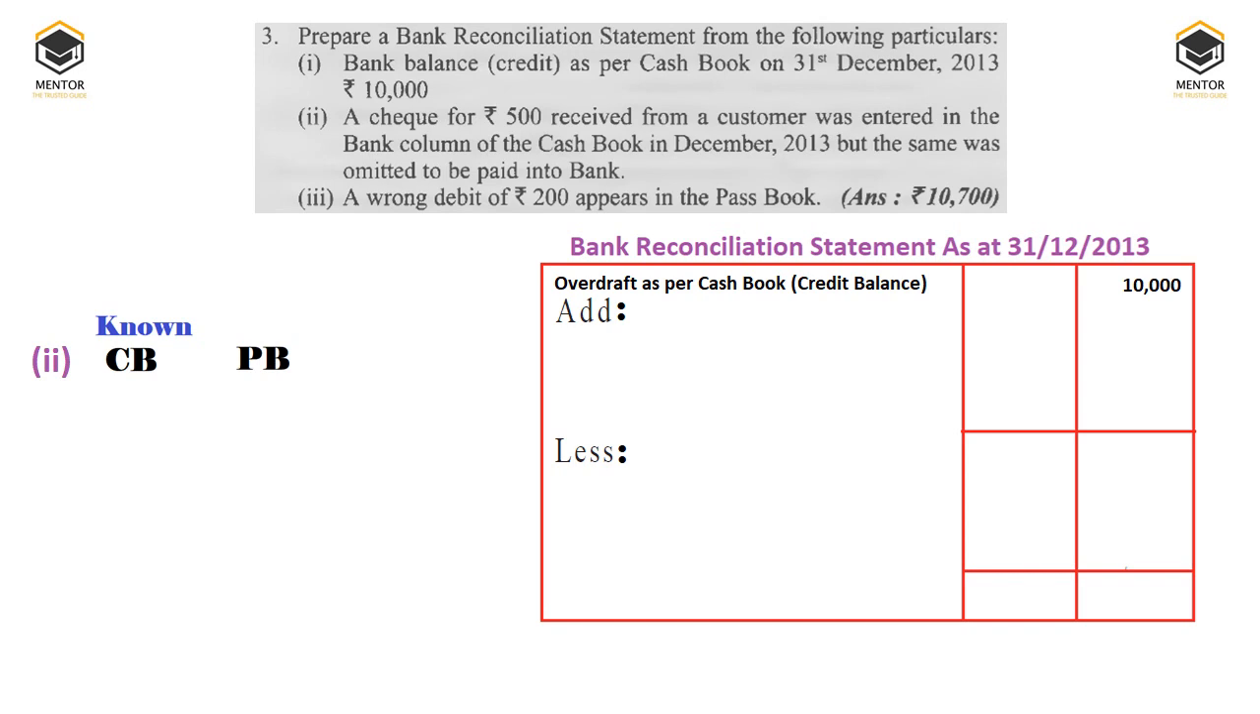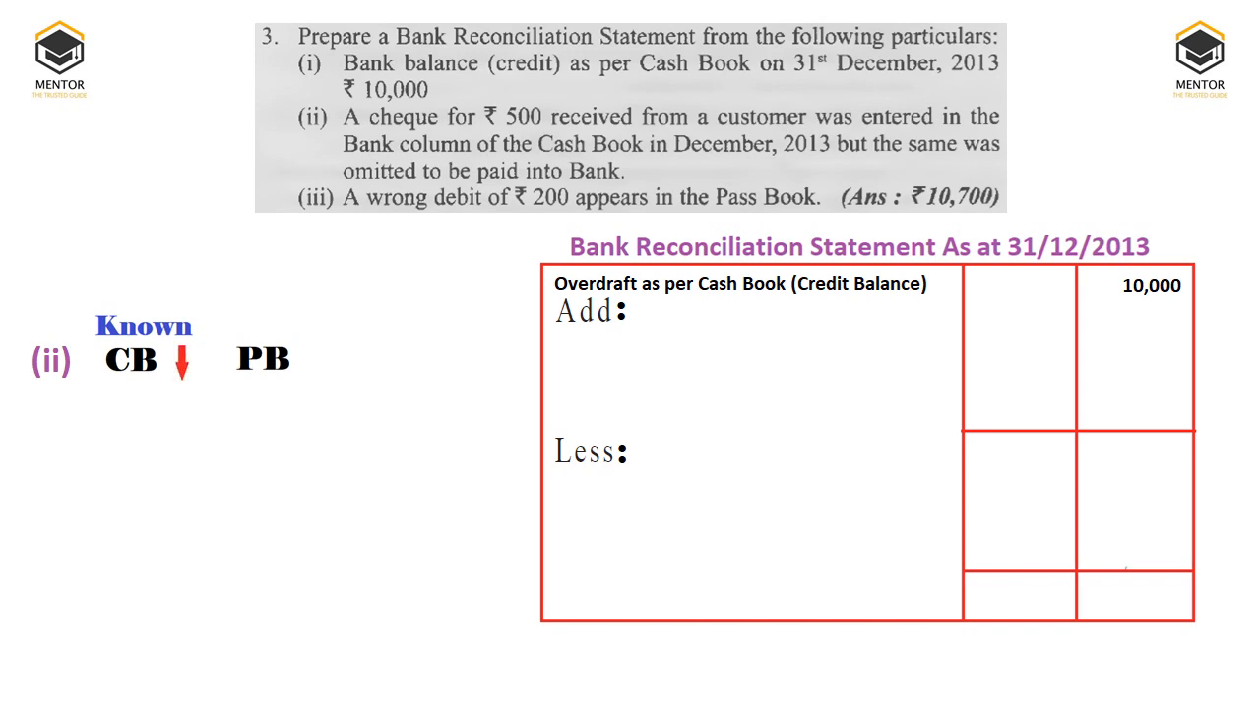Right? Now we'll take up the second transaction. First is already mentioned here. That is written as the main balance. A check of 500 received from a customer was entered in the cash book in December 2013, but the same was omitted to be paid into bank. In the sense, we did not deposit it into the bank. So in such a case, what will happen here? When you deposit a check and write it on the cash book debit side, then what will happen? Your overdraft is already showing credit balance. Therefore, what will happen?